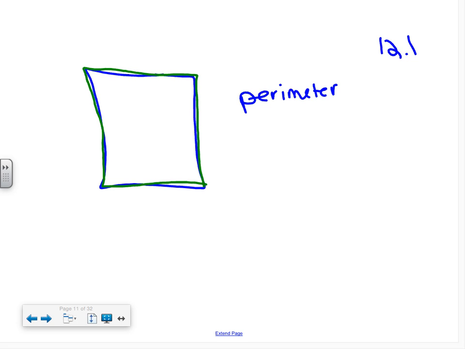I always think of the perimeter as putting up a fence around your pool. You don't want the fence to go in the middle of the pool. You want it to go all the way around, okay? If you find the perimeter, what you would do is add up all of the sides.